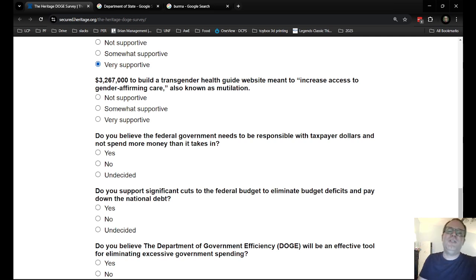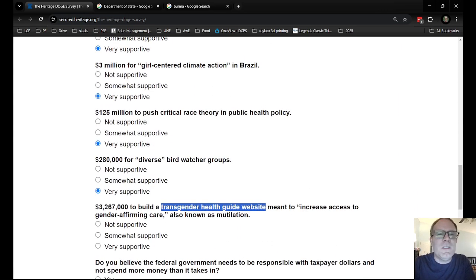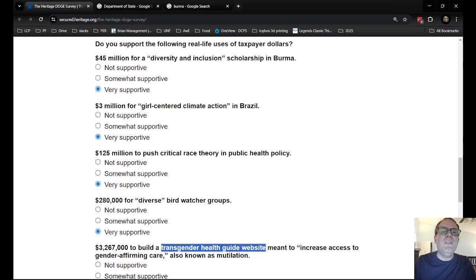$3,267,000 to build a transgender health guide website meant to increase access to gender affirming care, also known as mutilation. Now, couple questions on this one. Is transgender here applying to the health, the guide, or the website? That's a lot of words thrown together. What does it mean to have a transgender website? Meant to, okay, now I'm starting to wonder about the use of these quotes. Like diversity and inclusion, they're putting in quotes here. I'm not sure why.